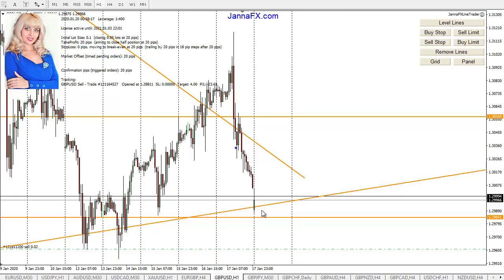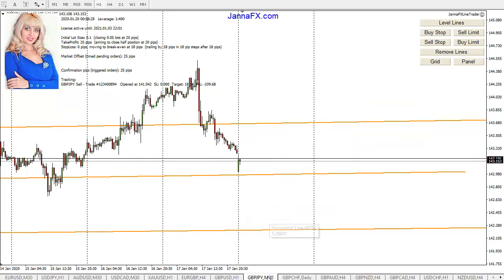And pound dollar, I have a little gap, so I probably will try to close it, and I have a sell order. If I wouldn't have a sell order, I would just place a pending sell order, but I'm not going to do it at this moment.